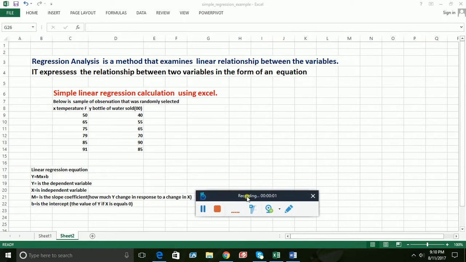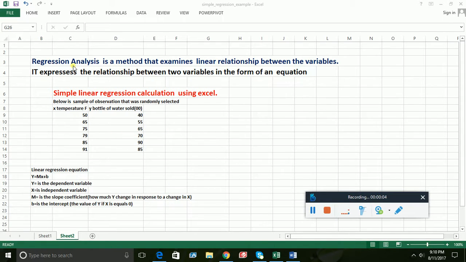Regression analysis is the method that examines the linear relationship between two variables. It expresses the relationship between two variables in the form of an equation. Simple linear regression calculation using Excel, that's what we want to do today. But before we calculate this, we have to know the equation itself.